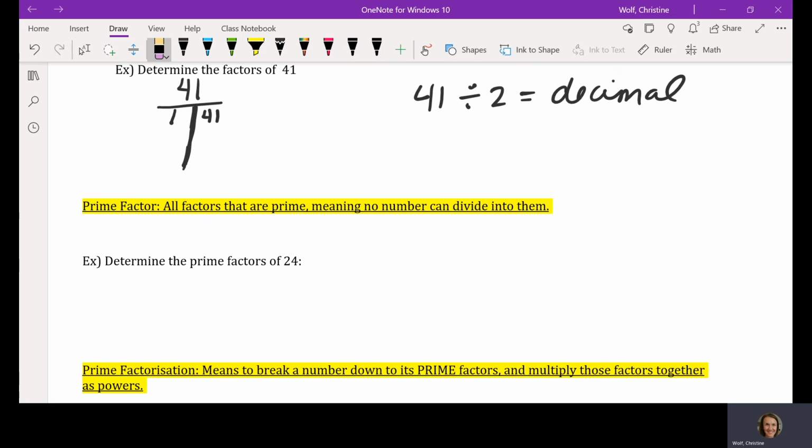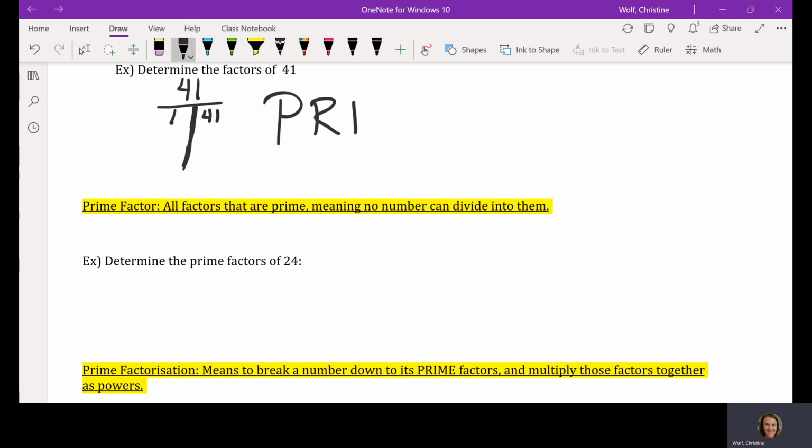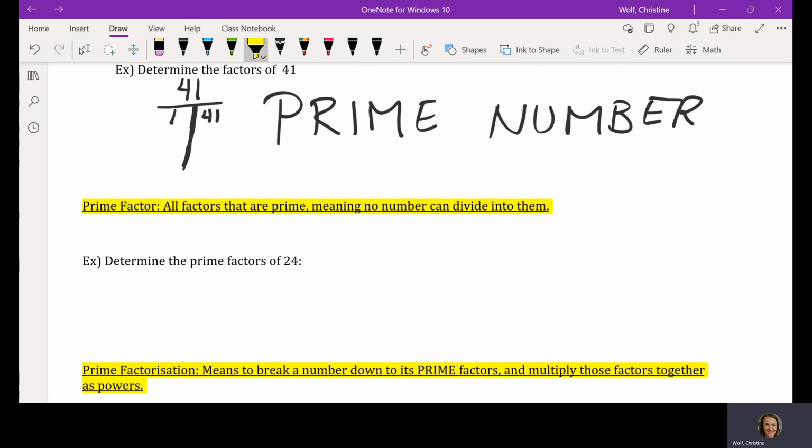6 won't work. 7 won't work. 8 won't work. 9 won't work. 10 won't work. 11 won't work, and so on. There is literally no other option to multiply 2 numbers together and get 41. We call this type of number a prime number. So a prime number is a number that the only way to multiply for it is 1 times itself.